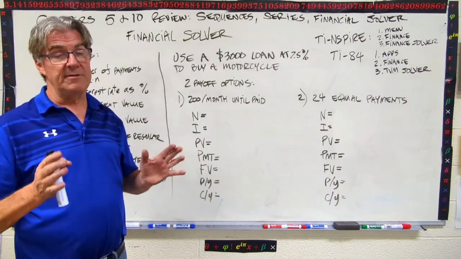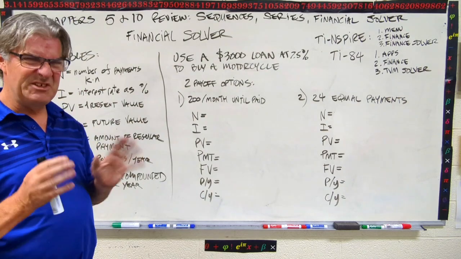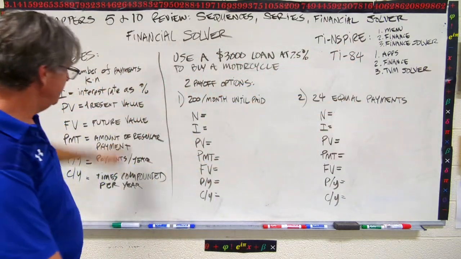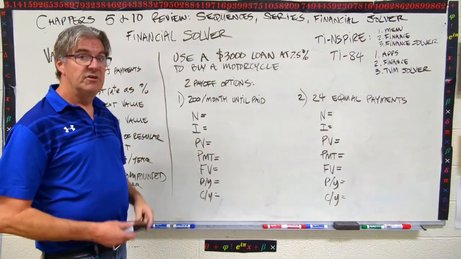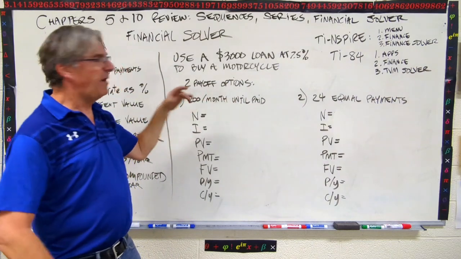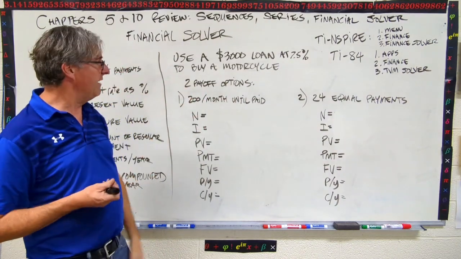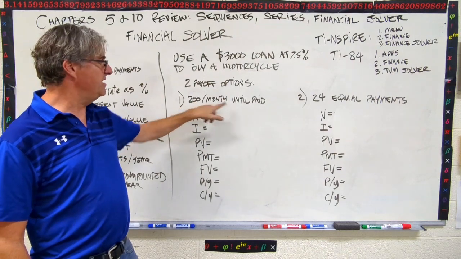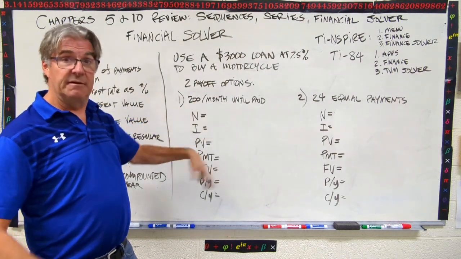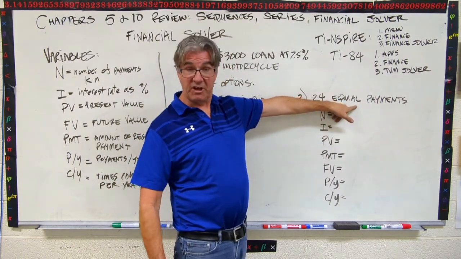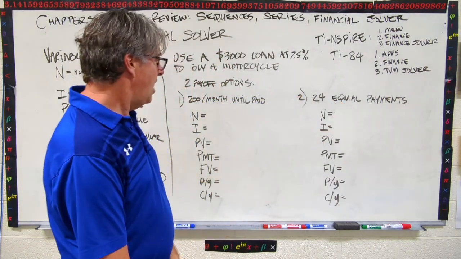Okay, one last problem, which is actually 2 problems, but it's interesting. Okay, so all the same stuff is here for your reference, our definition of variables. Here's our problem. So we're going to use a $3,000 loan at 7.5% to buy a motorcycle. Okay, so we're borrowing $3,000. We have 2 payoff options. We can throw $200 a month into it until it's paid, or we can make 24 equal payments. Okay, so let's check that out.